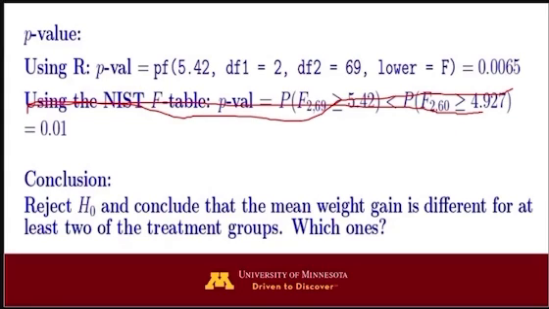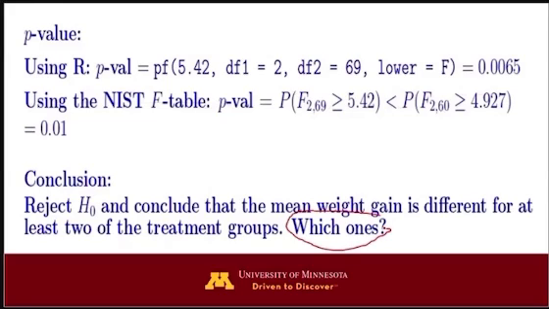Now, this is where I need you to pay attention. The conclusion here is that the mean weight gain is different for at least two of the groups. The question is, which ones? When you reject H naught in analysis of variance, it will not tell you where the difference lies. I'm going to say that again. When you are comparing means in more than two groups... when you are comparing two groups and you reject, you know where the difference lies, because you know that the mean here is greater than the mean here. But this is three. So the question is, which one?